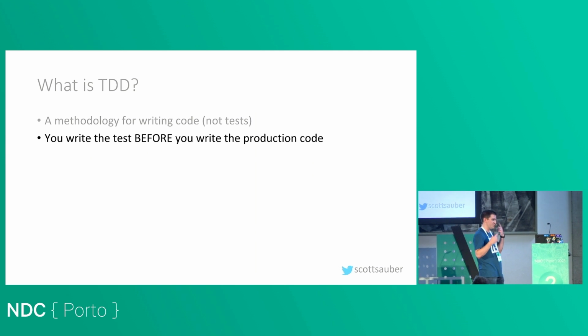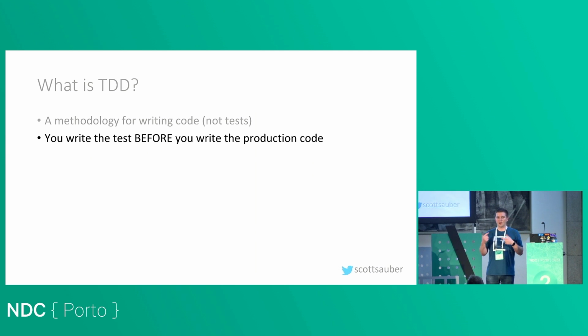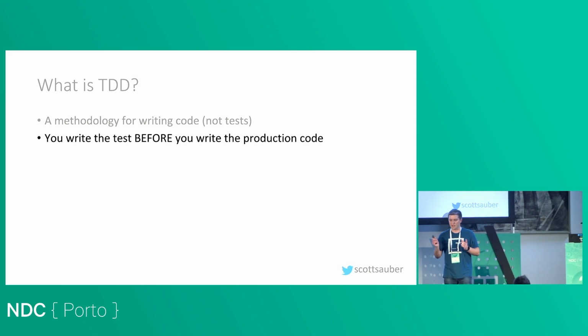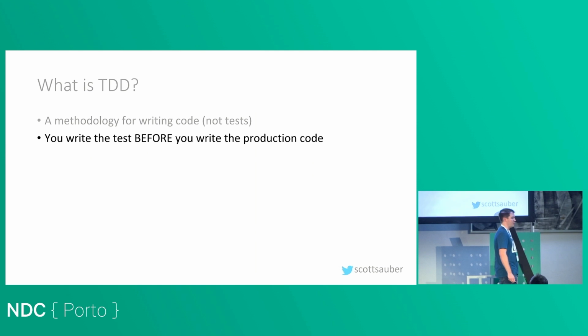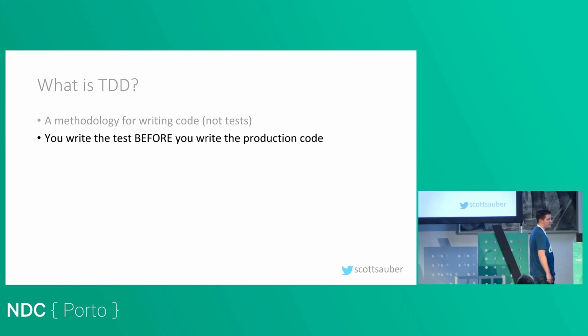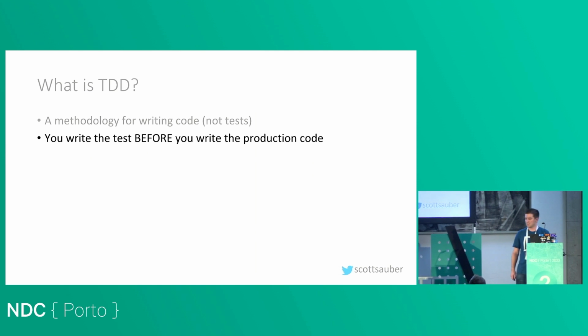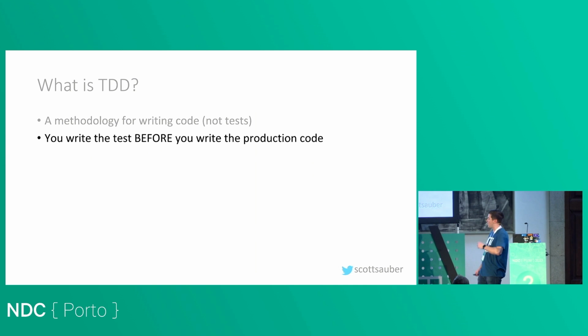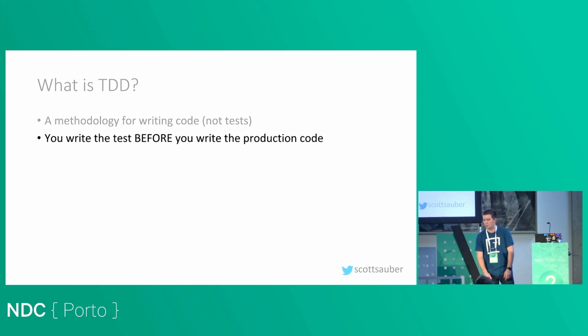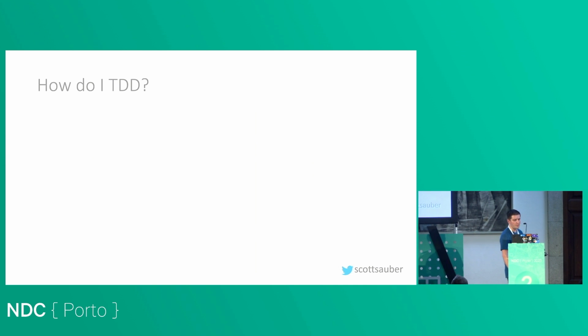which can be kind of trippy for some people of like, how do I write the test before I actually write the real code that I'm going to write? Like, how do I even know what to test? We'll talk about that a little bit later. But essentially, that's a big part of what TDD is, and we'll talk about the different steps here in a second. A big part of TDD is you write the test before you write the production code.